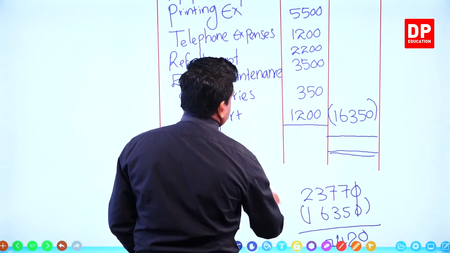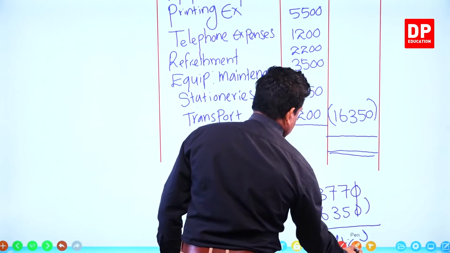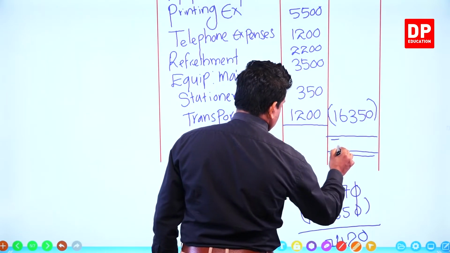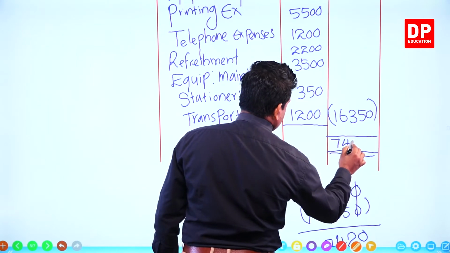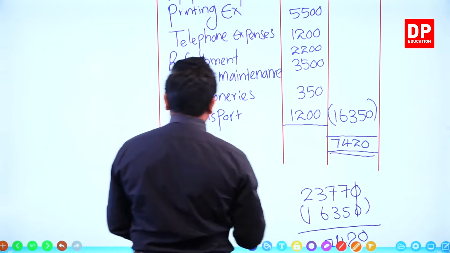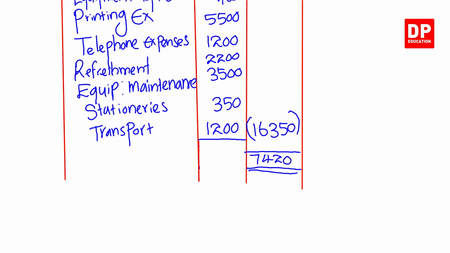You can write it here. Is it surplus or deficit? Surplus. Surplus is transferred to the accumulated fund. Surplus is transferred to the accumulated fund, right?